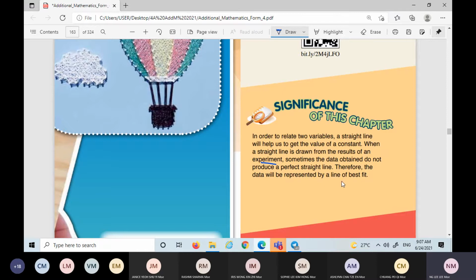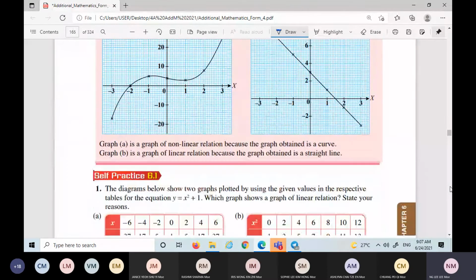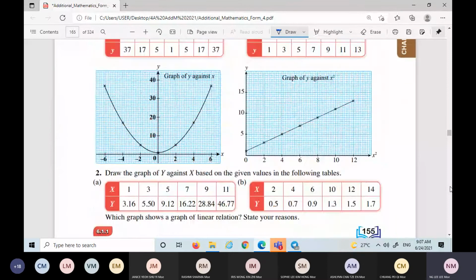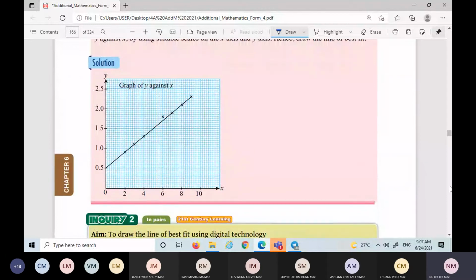Therefore you need to present your real result by using a line of best fit. I am going to go through very fast what the meaning of this line of best fit is. Don't worry, I will come back to all this. I just want to show you what the meaning of this line of best fit is. Maybe in your chemistry you have learned this.